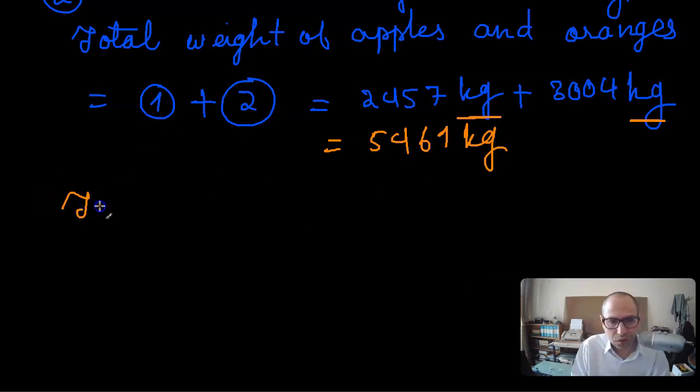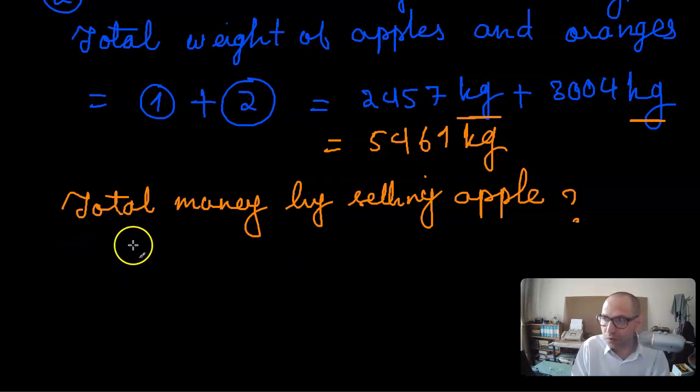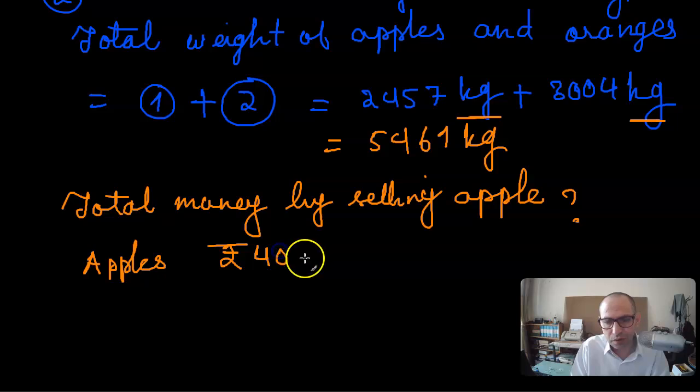So the total money by essentially selling apples, for example. So how do I find that out? So I know that basically, Rahman, the unit price, essentially the price for the apples, was basically 40 rupees per kg.